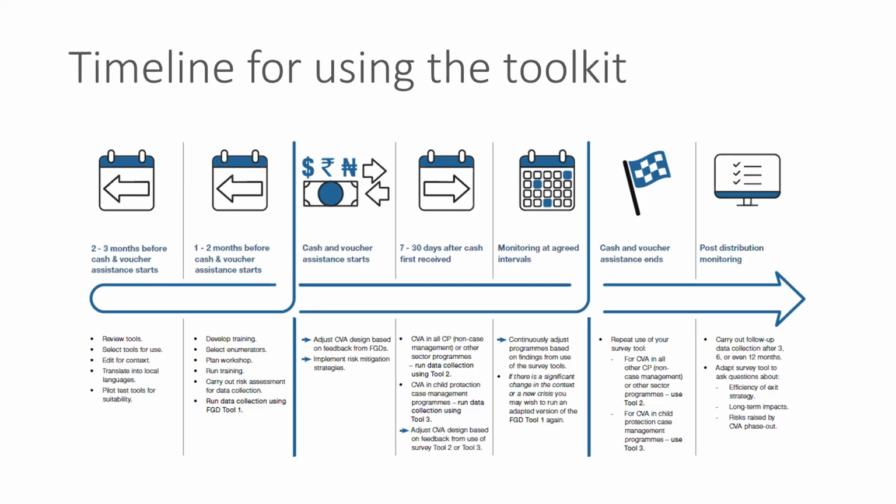Then the cash and voucher assistance starts, and then after this, that's when you would start using either tool 2 or tool 3, depending on which one is most adequate to the program that you're implementing. And then you would continue using those tools based on the monitoring plan that you have pre-agreed. And once the cash and voucher assistance ends, then you can carry out the analysis of data.